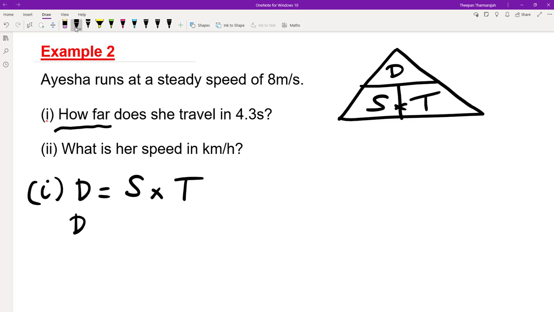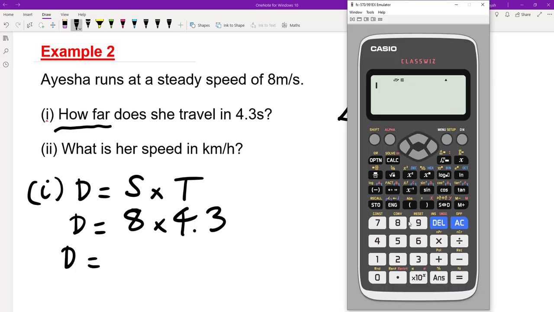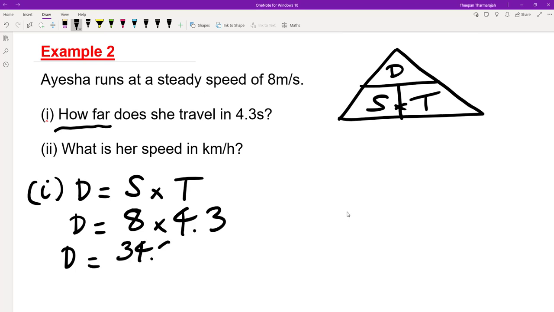So in our case, the speed is 8 meters per second. And the time is also in seconds, which is fine. So we're going to multiply that by 4.3, and that will give me a distance. Now, because it's in meters per second, that means the distance must be in meters. So it's going to be 8 times 4.3, which is 34.4. And that's in meters.